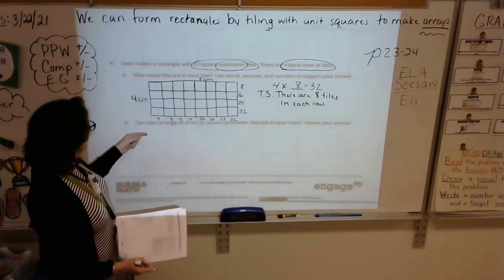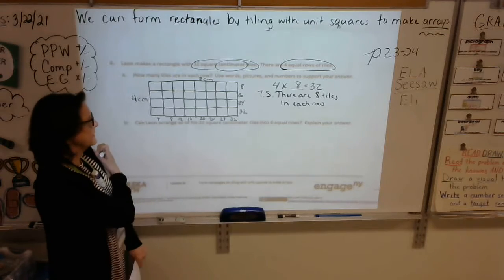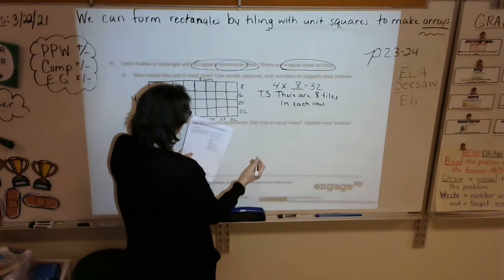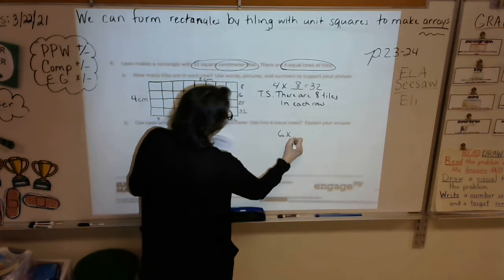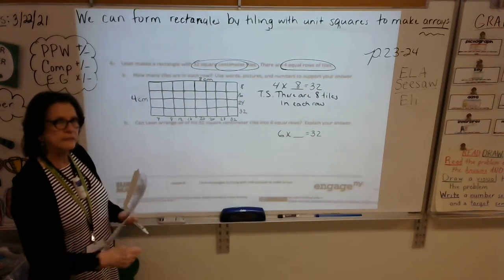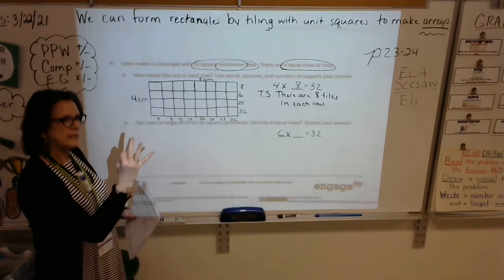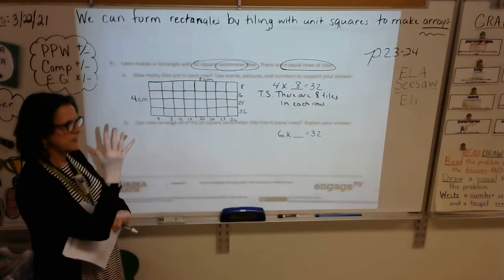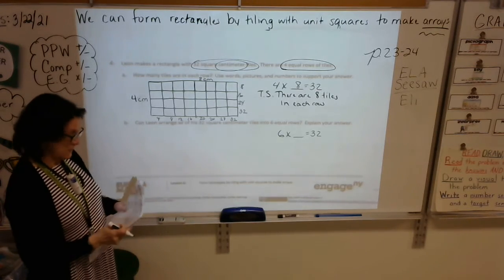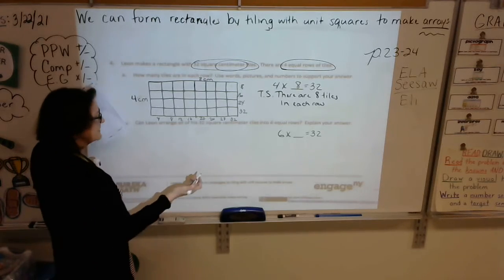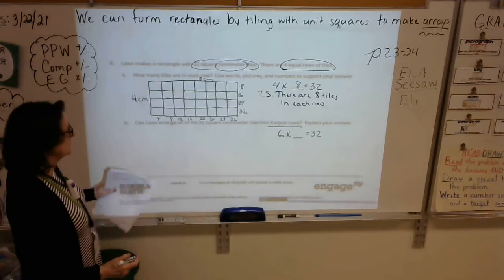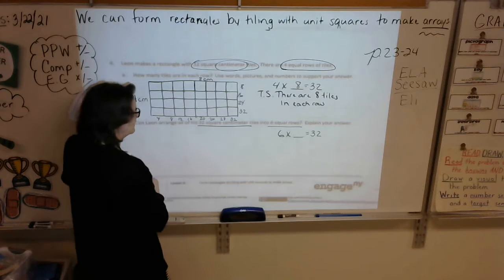Okay? Now, it says, can Leon arrange all of his 32 square centimeter tiles into 6 equal rows? So let's do that. Let's try. 6 times what equals 32? Well, let's try skip counting, class. 6, 12, 18, 24, 30. What comes after 30? 36. Will we ever land on 32 when we skip count by 6? No, we will not. So we already know the answer, but let's go ahead and draw our rectangle to practice tiling. So we have 6 equal rows made up of 32 square centimeters.